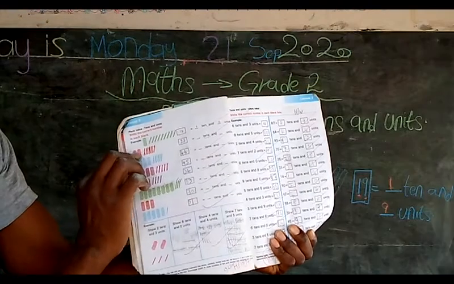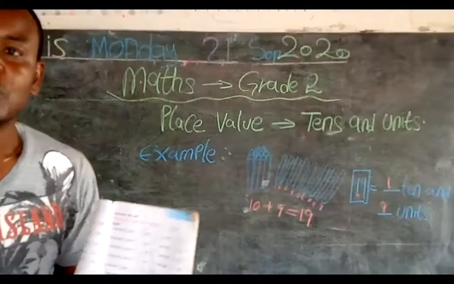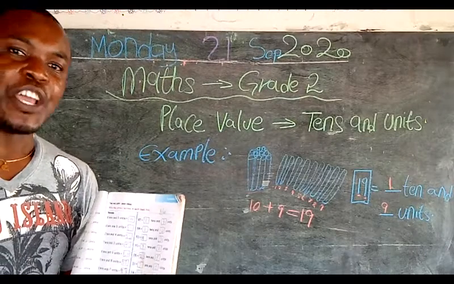Here, you can see 2 bundles. Count the number of pencils that are here. Then you can do the rest.